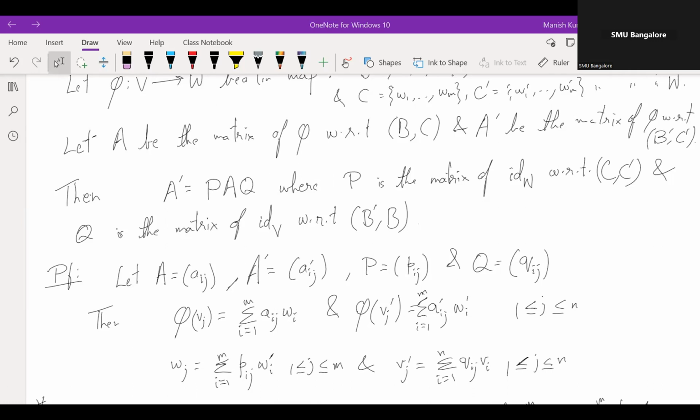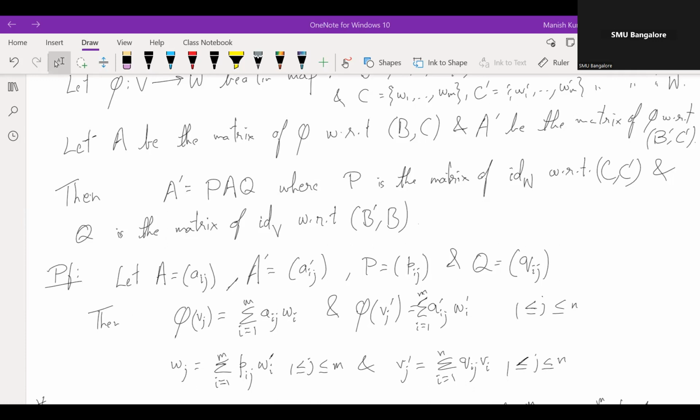Similarly, phi Vj prime will be the summation from i equals 1 to m of Aij prime Wi prime. Because A prime is the matrix of phi with respect to the bases B prime and C prime, we use the entries of B prime and C prime to define Aij prime. So these two follow from the fact that A and A prime are matrices of phi with respect to B, C and B prime, C prime.